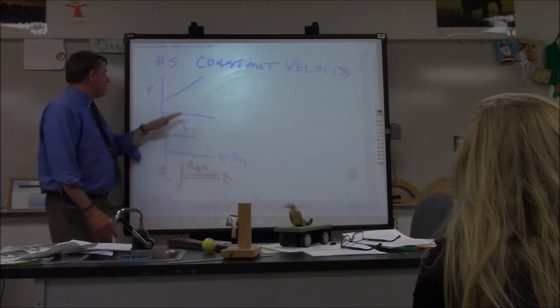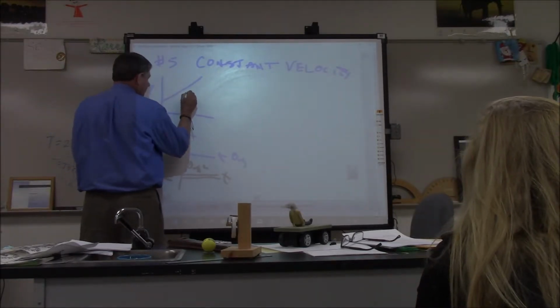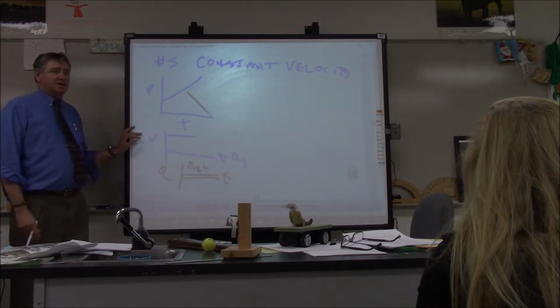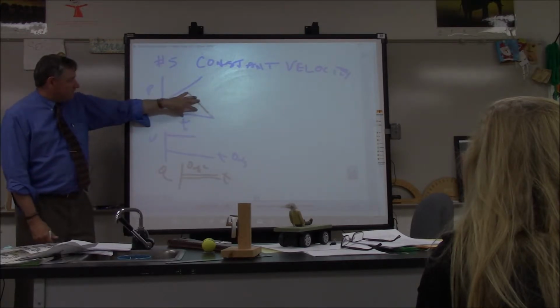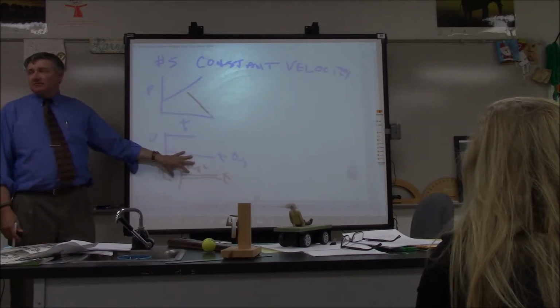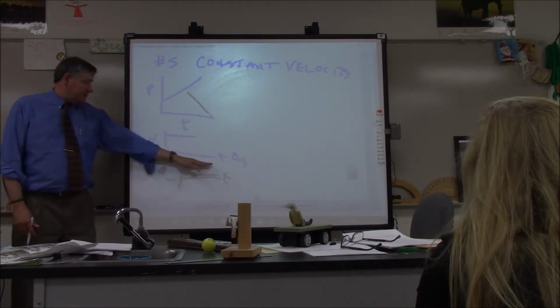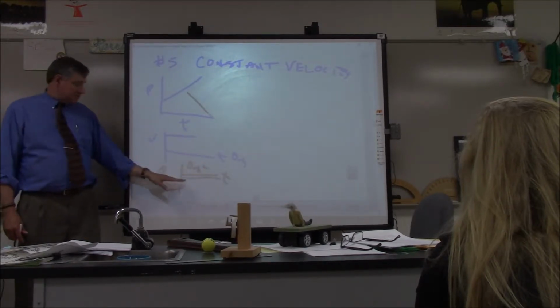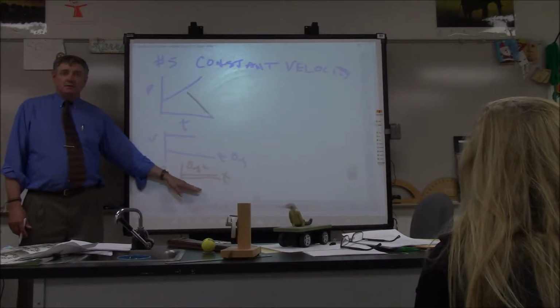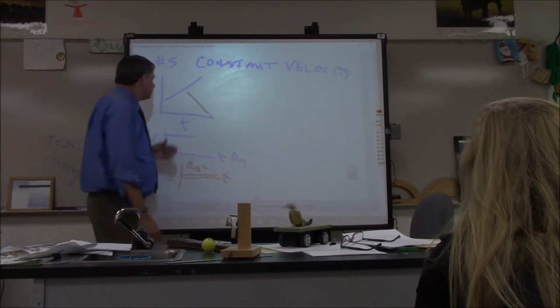Now, how would this change if this was a downward sloping line? What's the only thing that would change on my velocity time graph? Yeah, then it would be down here in the negative region. Would my acceleration still be 0? Yeah? Okay, that's cool.